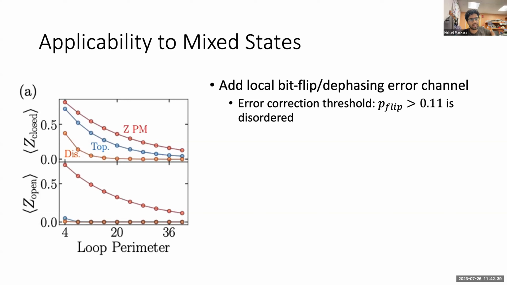This is because there's a large energy penalty associated with creating anyons in the topological phase. And this is significantly larger than the perimeter law decay coming from virtual anyon fluctuations in the topological phase.